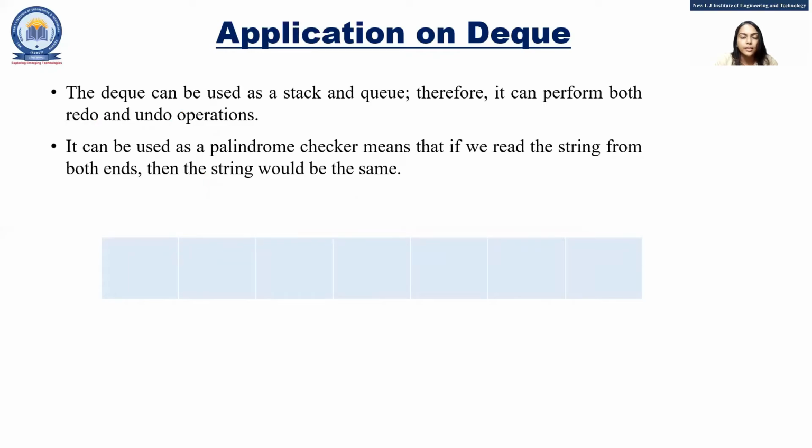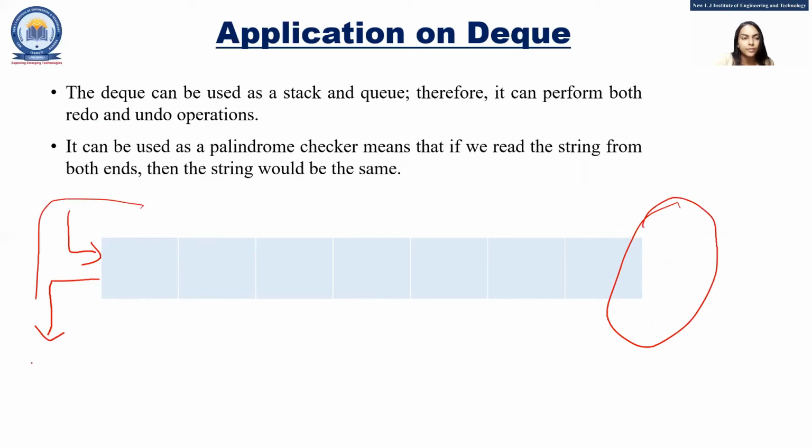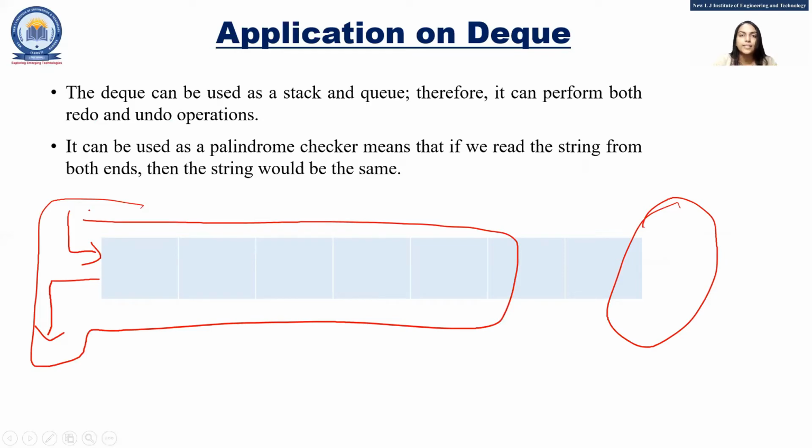Now students, DQ can be used as a stack. How can DQ be used as a stack? We know we can insert from front and delete from front, and insert on the rear end and delete from the rear end. If we just consider this part, insertion and deletion from one way, ignoring the other, and consider only insertion and deletion from one end, we know that in a stack, we can only insert and delete at one end.